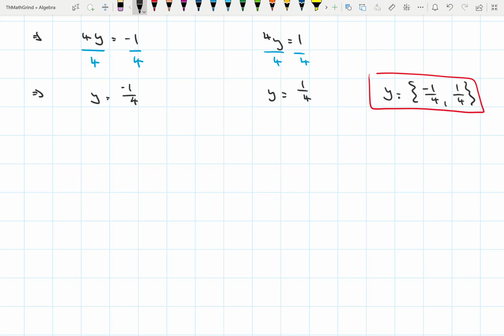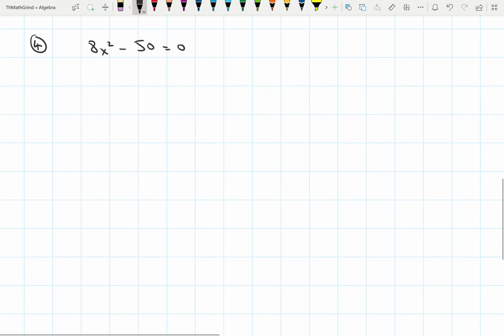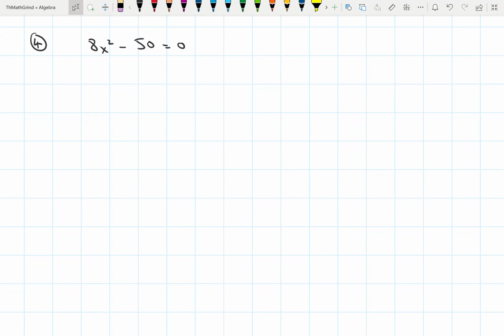Now, in the last example for this video, we're going to look at 8x squared minus 50 is equal to 0. So sometimes you have to use both of those methods, highest common factor and difference of two squares. Now, this one doesn't really look like your standard highest common factor the way I'm going to do it, but you're really using that same principle of highest common factor.